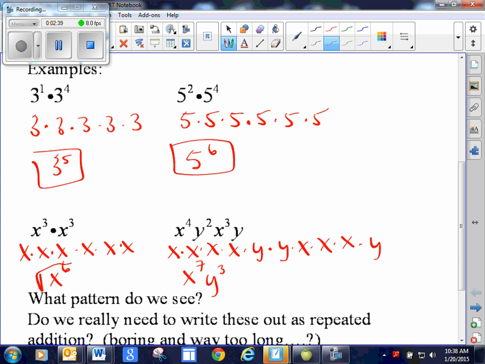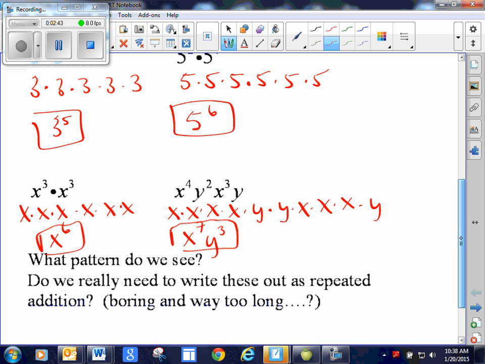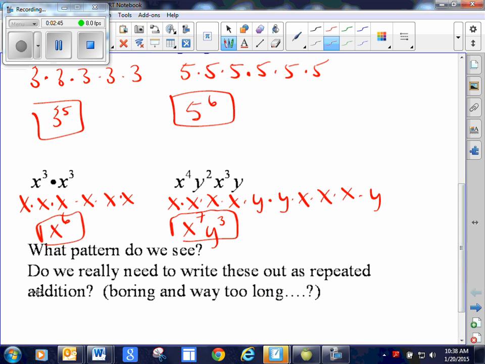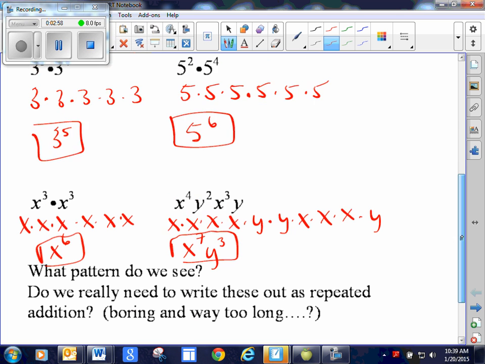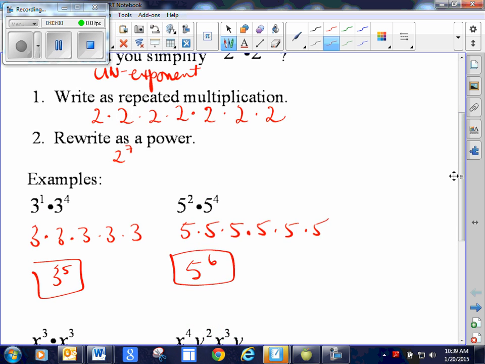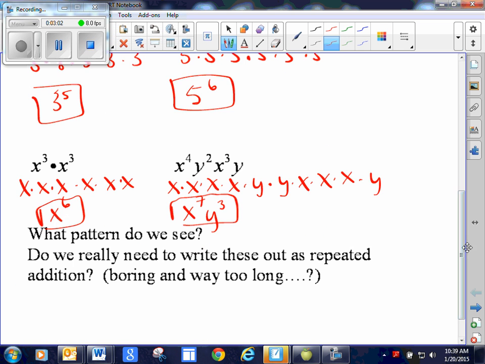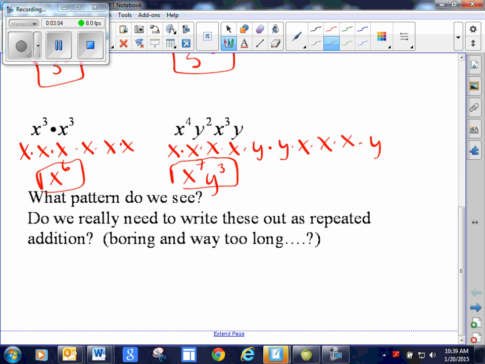These are the answers. I'm hoping you're beginning to see the pattern by now. The question is, do we really need to stretch these out and write these like this? Or is there a rule that we can use to do it simpler, quicker, and without the chance of making a mistake? And the answer is yes. This is where we're going in this section. Let me get to the next page.